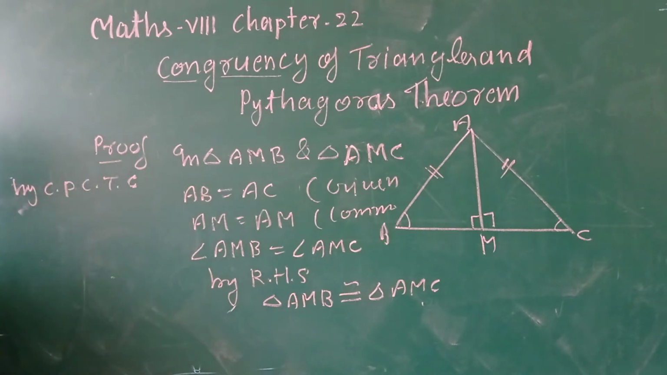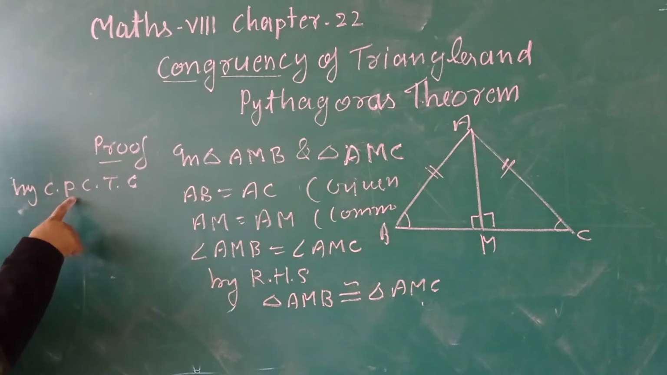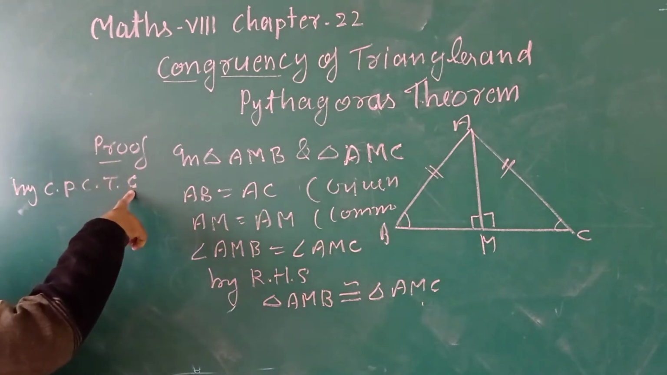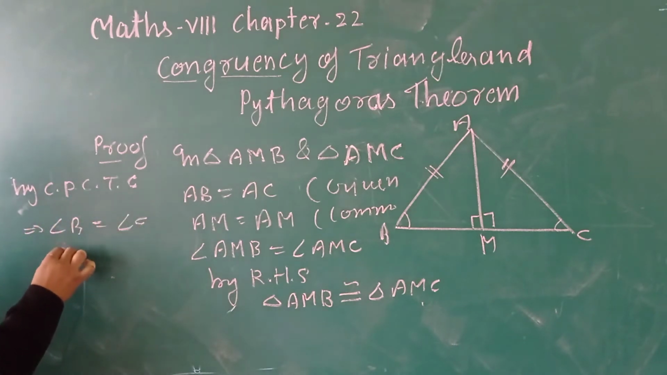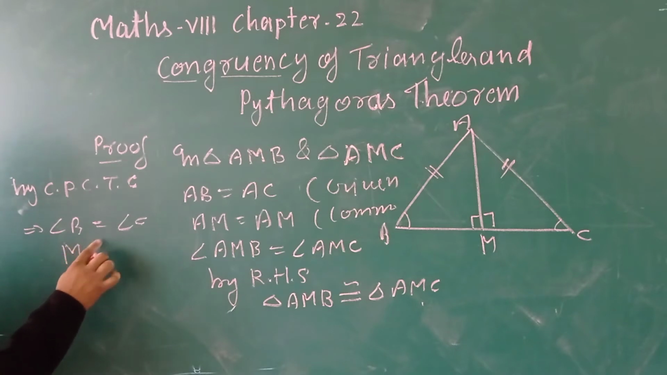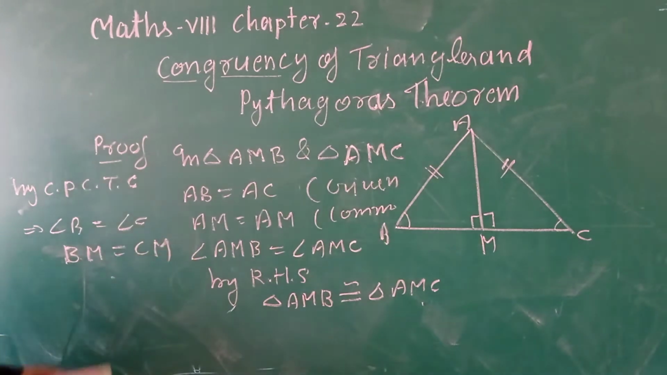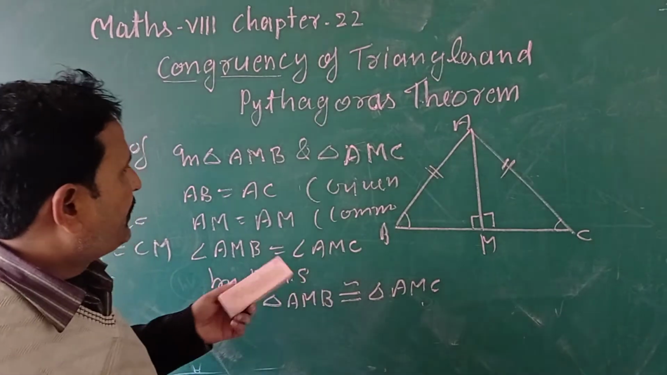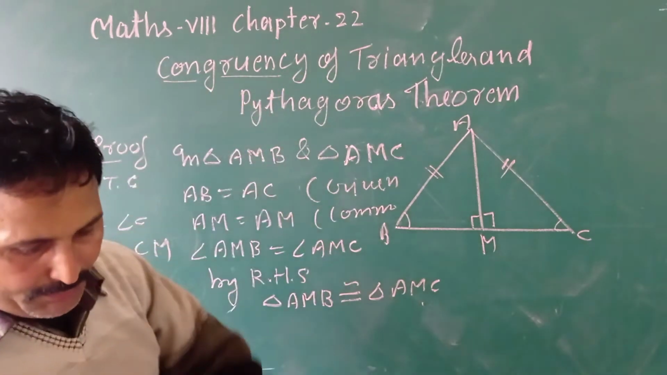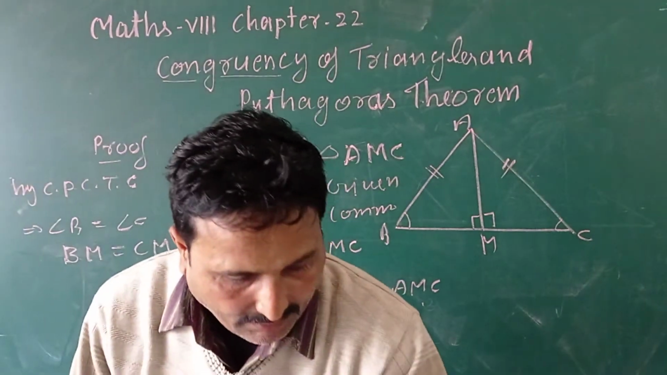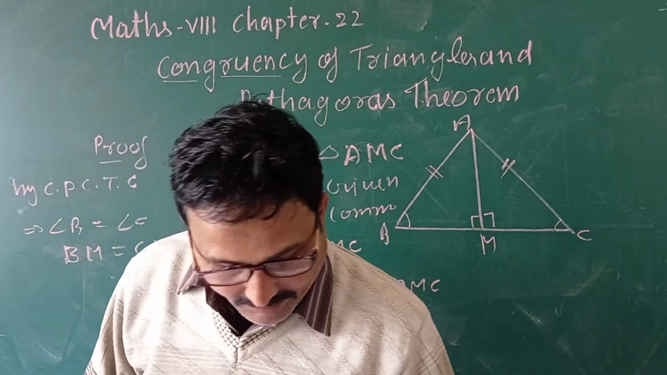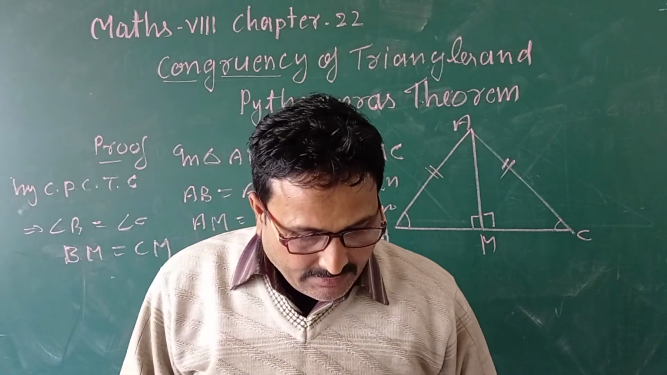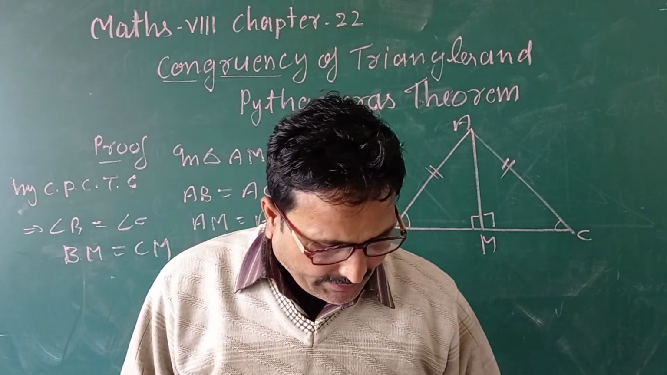If triangles are congruent, then by CPCT, corresponding parts of congruent triangles are also congruent. Then this implies that angle B is equal to angle C, or BM is equal to CM. If triangles are congruent, then the sides will also be equal. So this is related to congruency. Two questions are given, you have to try to solve. Question 3, 4 and 5.